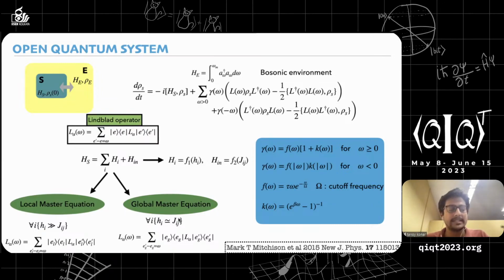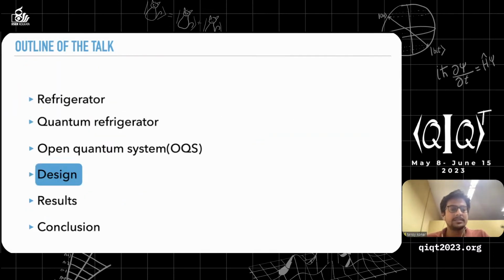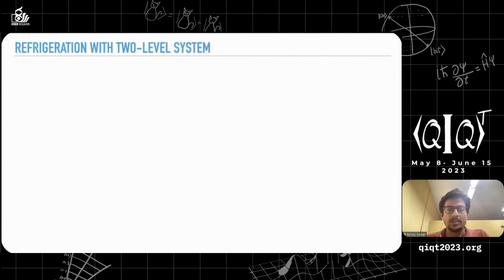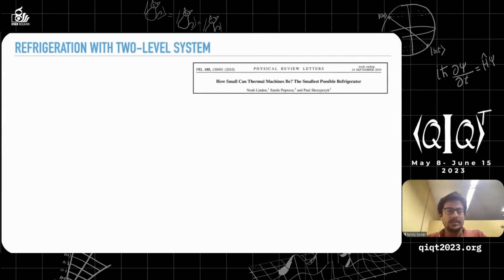But we actually check what is the case if we evolve the system by the local master equation as well as the global master equation. Can we get what is the change of refrigeration here? So now we talk about the design of our system. But before the design of the system, we will talk about the previous work.